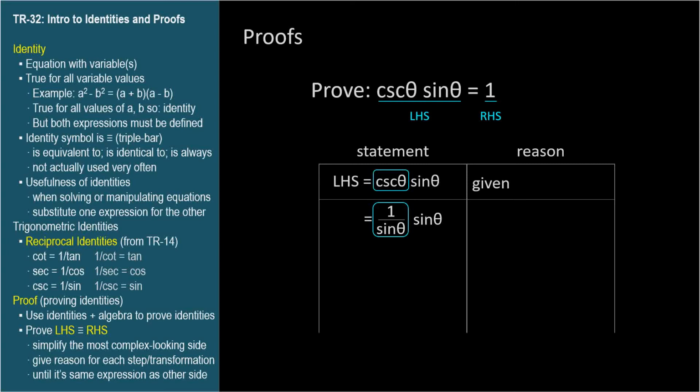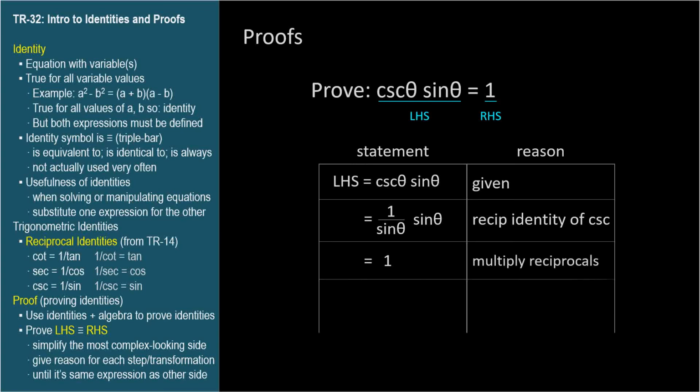Well, we can see success on the horizon, but let's not get ahead of ourselves. Every step of our proof needs a reason. How did we get from line 1 to line 2? We applied the reciprocal identity for cosecant. An explanation like identity of cosecant should allow a reader or your instructor to follow your logic. The next step can just be 1 because the product of reciprocals is 1. And that can be your explanation, multiplying reciprocals.